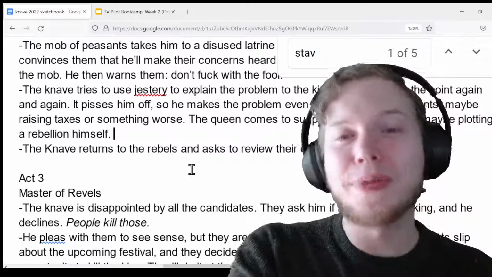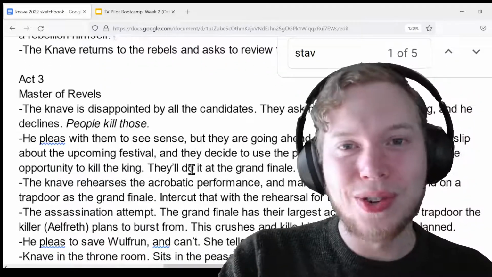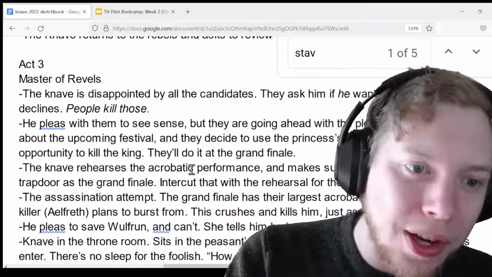Then we go into Act 3. Now that the main character has changed his course of action again, he is now going to consider actually allowing this insurrection to take place. So Act 3 is going to look like this.